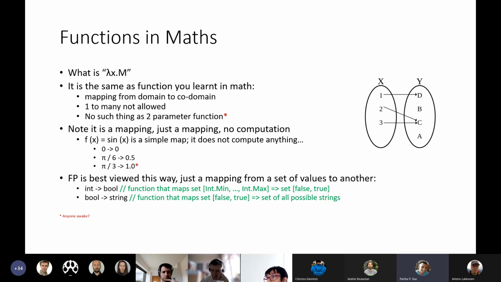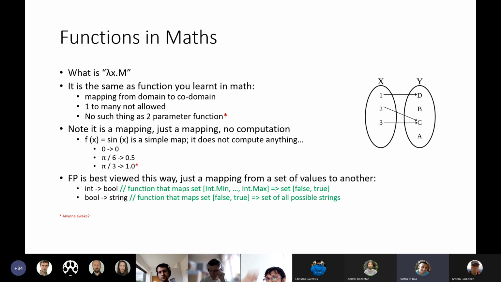One to many is not allowed. You can't have one member of the domain map to multiple numbers. That is not allowed. The reverse is allowed. And there's no such thing as two-parameter functions. So functions in math necessarily imply pure functions. Note that it's just a mapping, there's no computation going on. So when you're writing f of x equals sin x, you're not really computing anything underneath. Computation is a way to find out the value, but technically it's just a number line mapping.